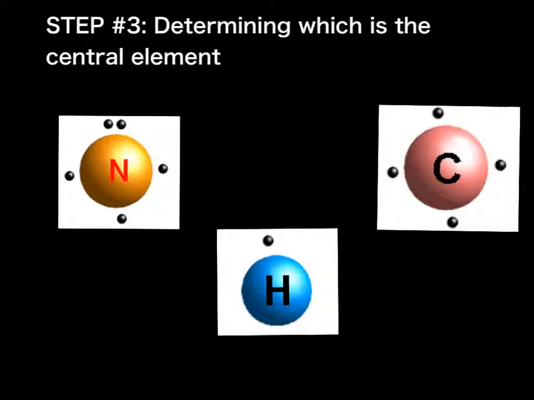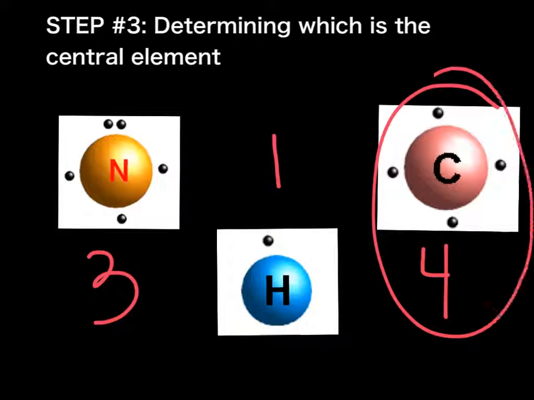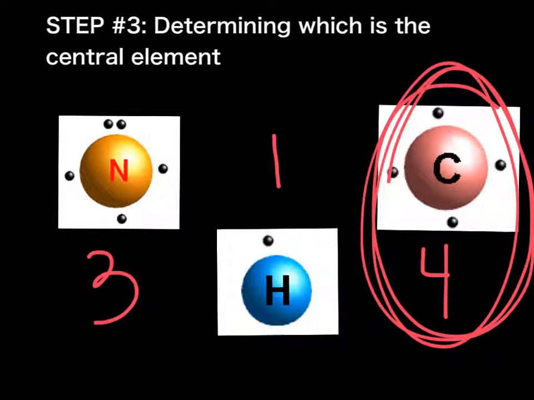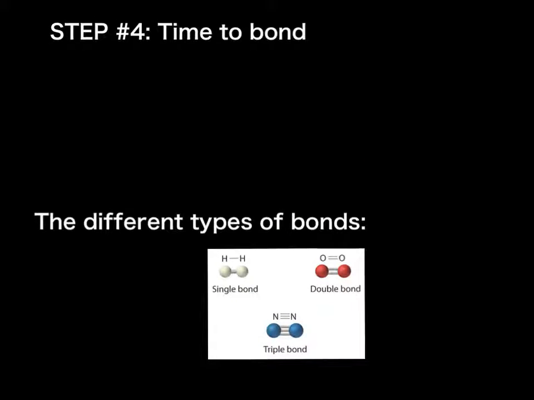Step 3 is determining which element goes in the middle. This is always the element with the most open spaces, and from what we talked about before, we know that hydrogen has 1 open space, nitrogen has 3 open spaces, and carbon has 4, meaning that carbon is going to be our central element.